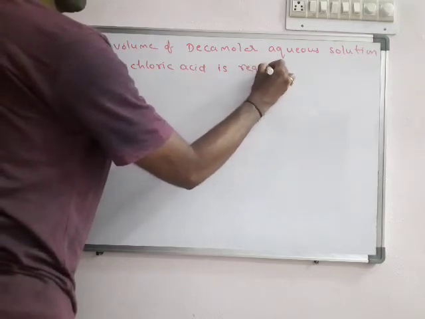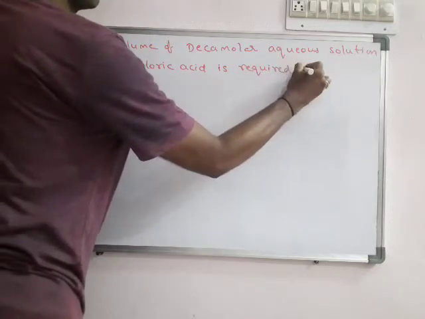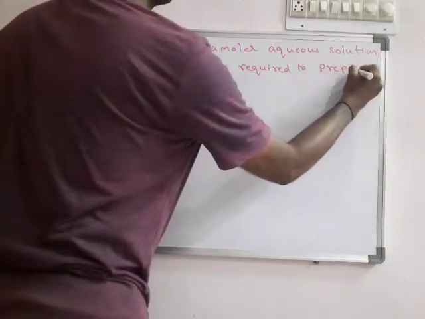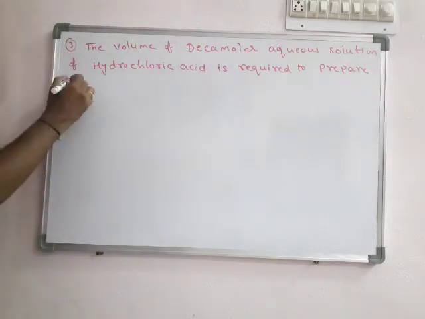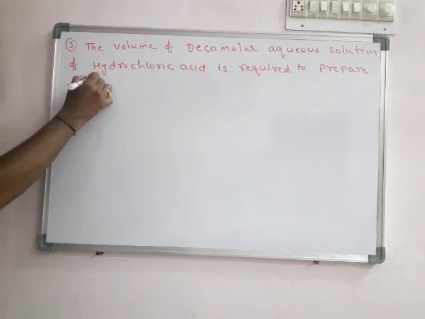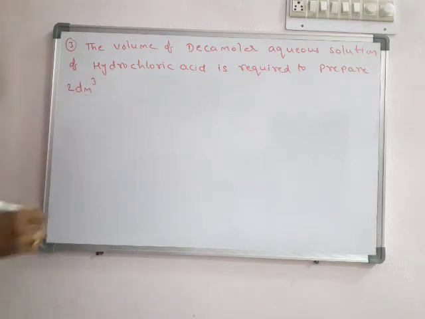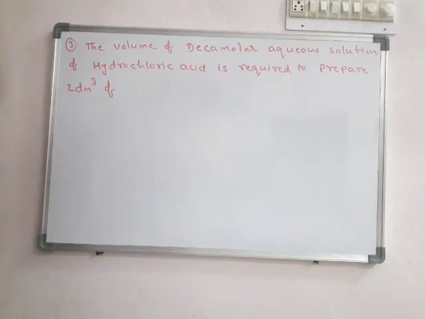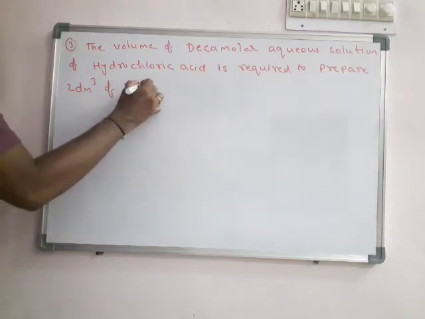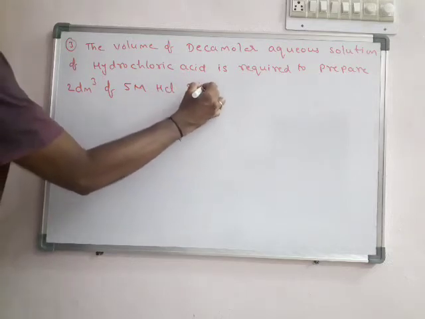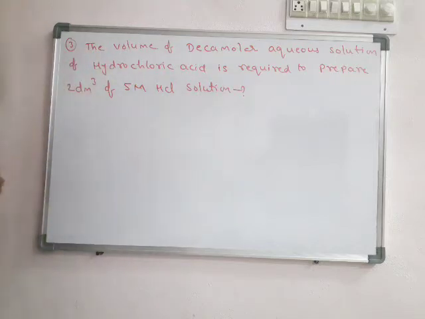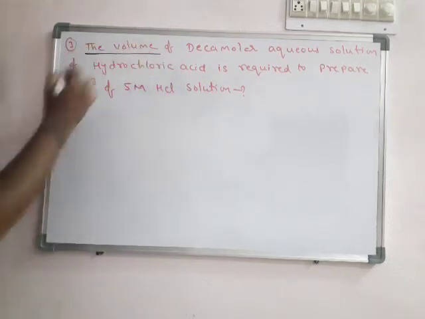It is required to prepare 2 decimeter cube. Decimeter cube is nothing but liter, equal in numerical value. 2 decimeter cube means we need to prepare 2 liters of solution. Of which solution? 5 M HCl solution. So we need to find the volume of the decamolar solution.